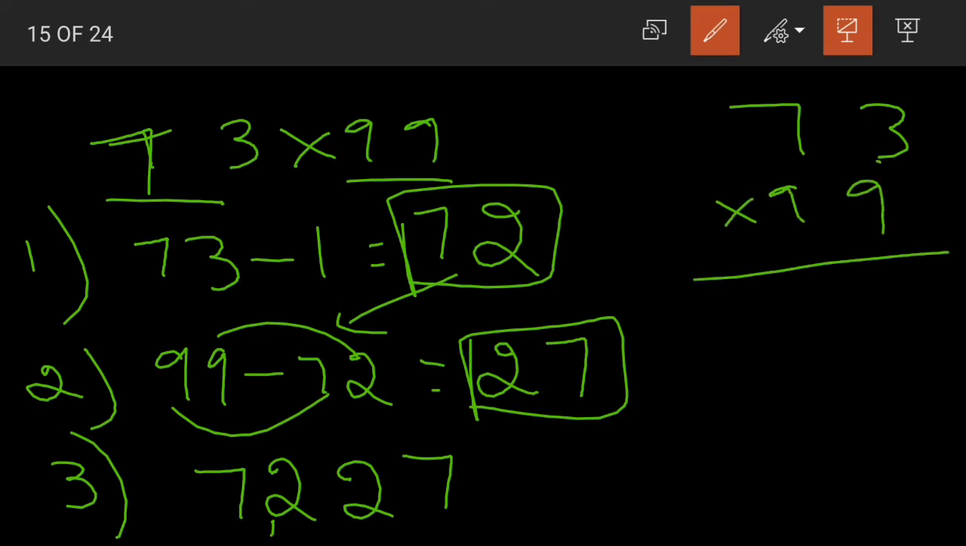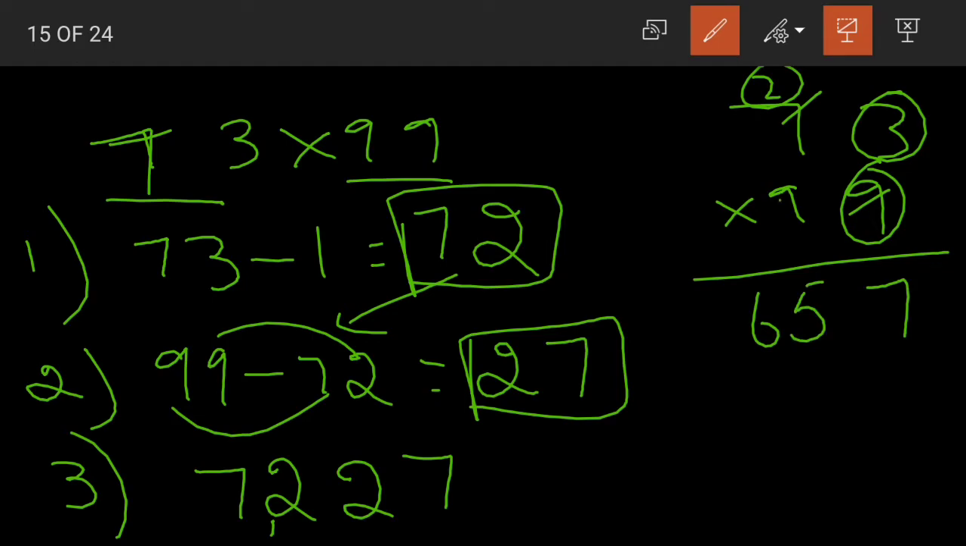Okay children? 73 into 99. 9 3s are 27. 7 here, 2 carried. 9 7s are 63. 63 plus 2, 65. Now the next number means 0. Again the same, 9 into 73. 9 3s are 27. 2 carried. 9 7s are 63 plus 2, 65.